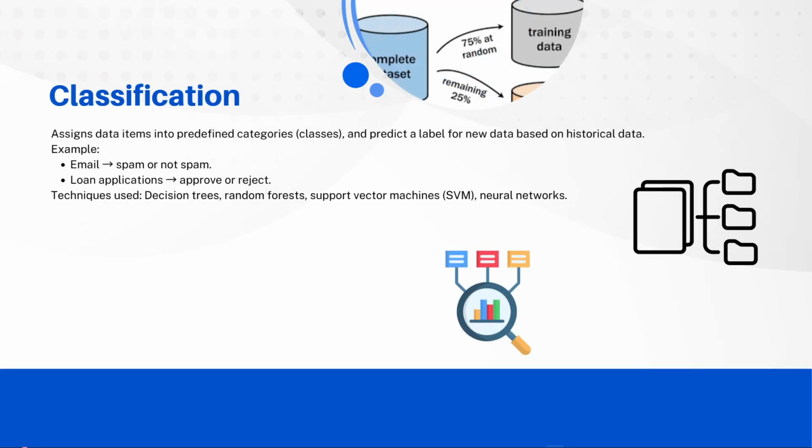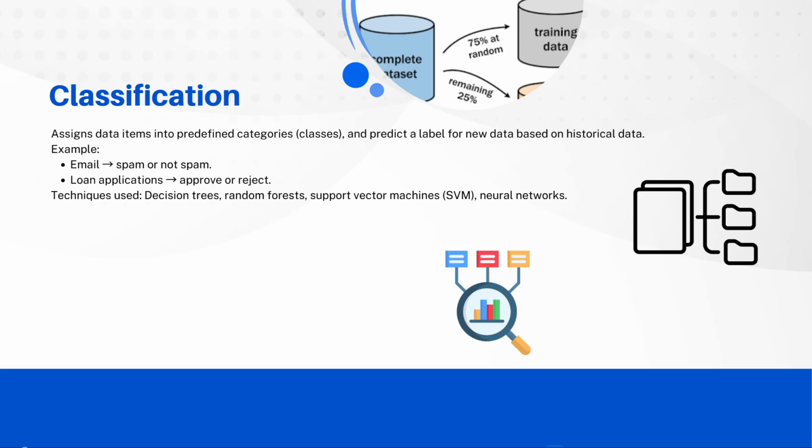Classification assigns data items into predefined categories or classes, and predicts a label for new data based on historical data. Also, in the data, we divide 75% for training and 25% for testing. What are examples of classification? We categorize spam and not spam emails, and also loan applications, approved or rejected. We also use techniques like decision trees, random forest, support vector machine, and neural network.